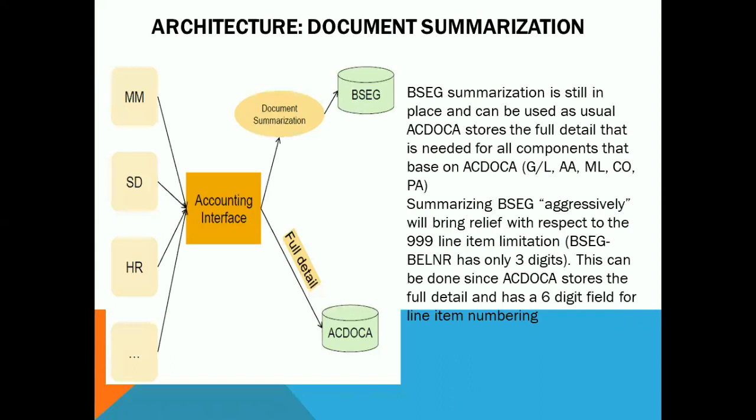If there are nearly 900 out of 999, if 500 line items have the same profit center, I want to summarize all the same profit center line items into one line item. How do you want? That depends upon the configuration. Mahesh, do you know why SAP designed it like this?